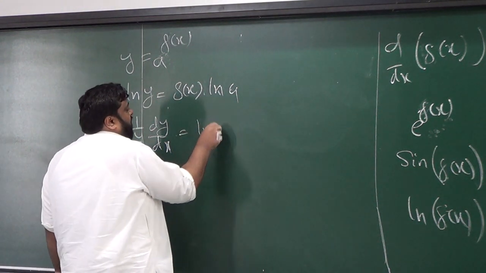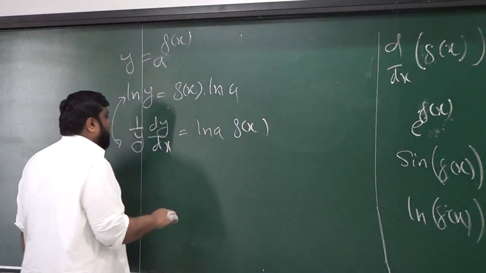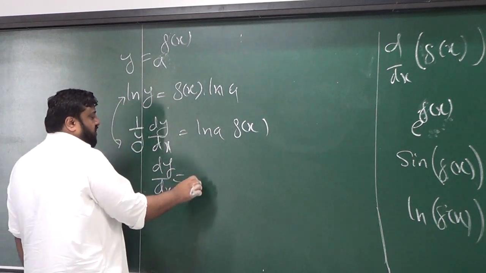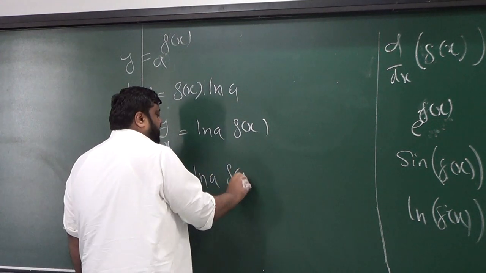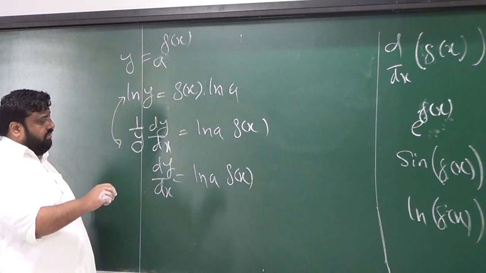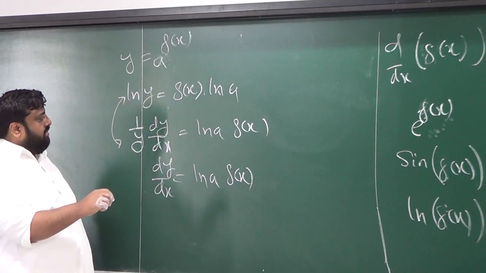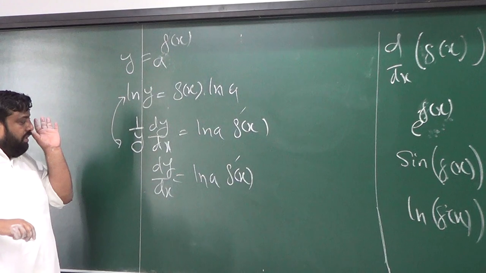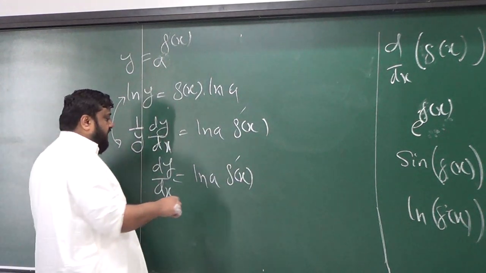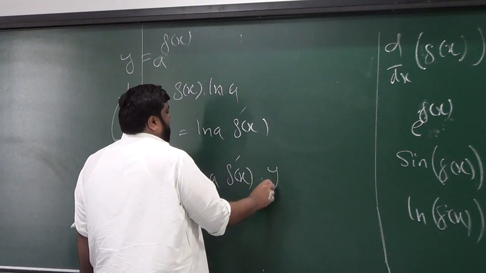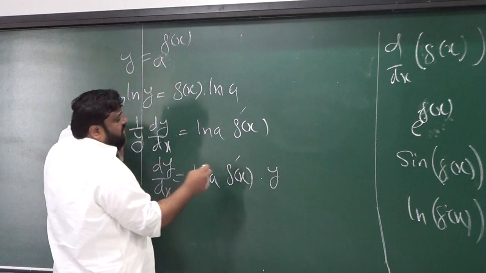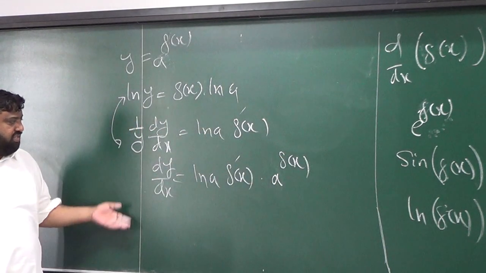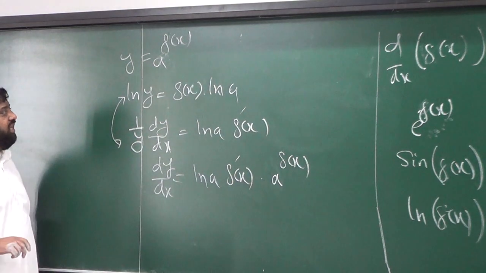So you're going to get log a times g of x, and then if you want dy by dx, this is going to be log a times g of x. Would that not be log a times g prime of x? Yes, we are differentiating on both sides, so g prime of x as well. Yes, thank you. So it's going to be log a times g prime of x, multiplied by y. And if you remember, y was a to the g of x, so you can put in a to the g of x. This really is the derivative of such a kind of function.